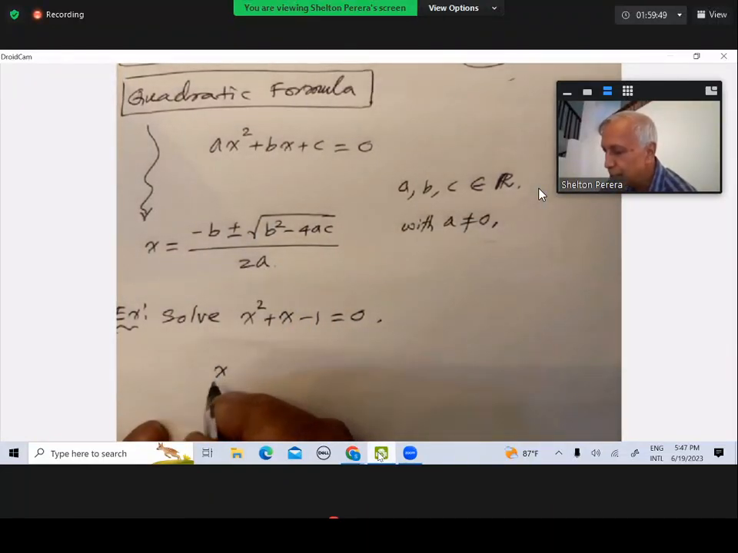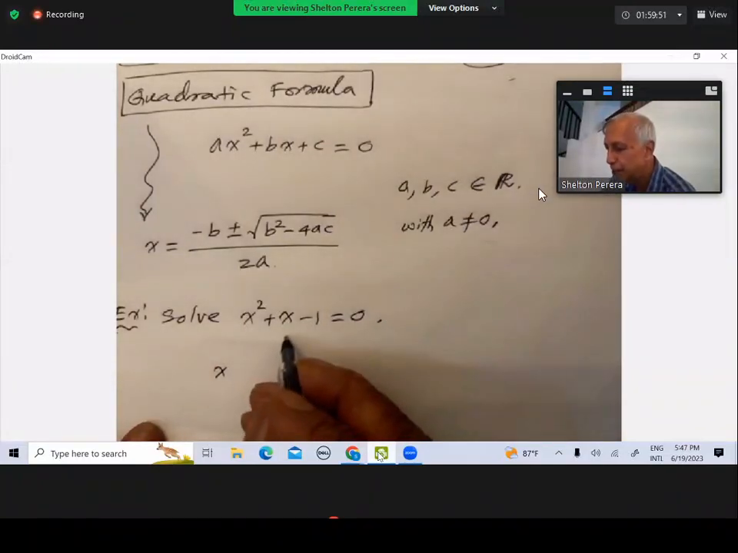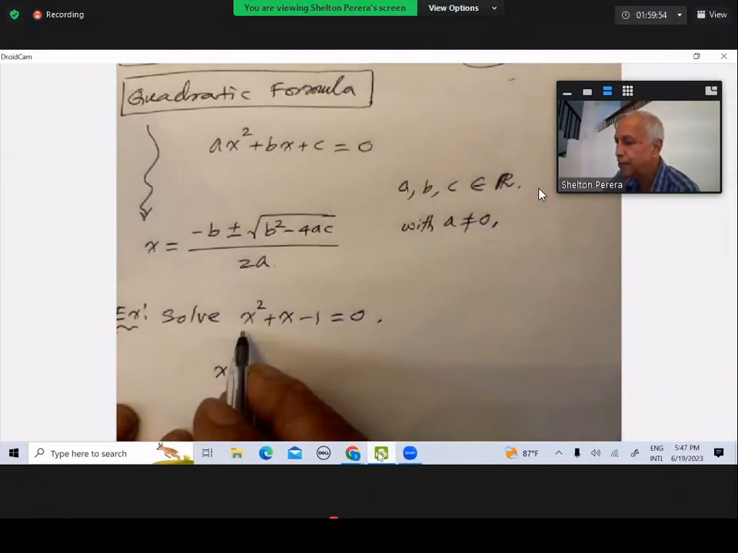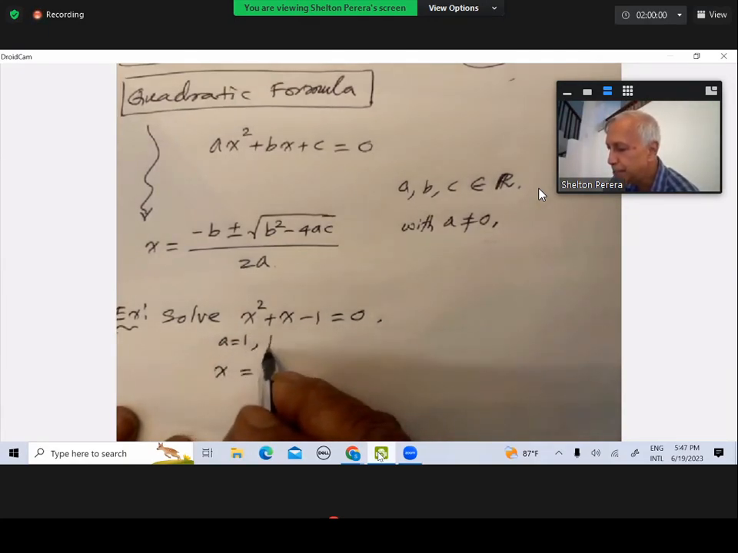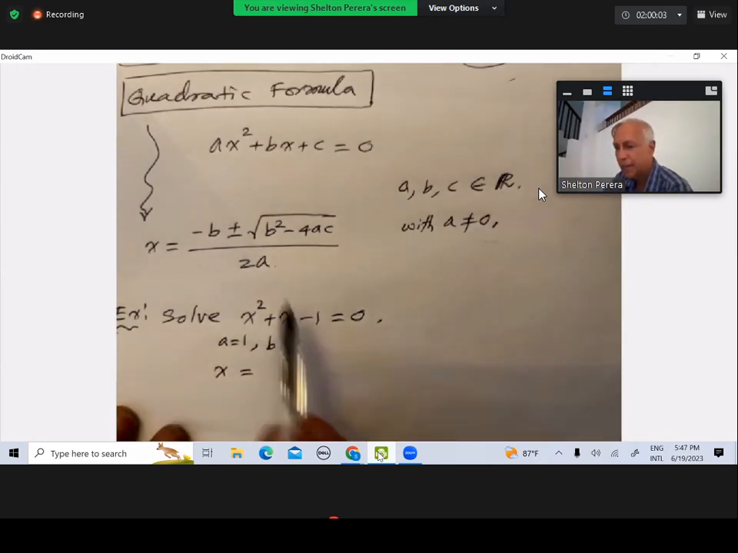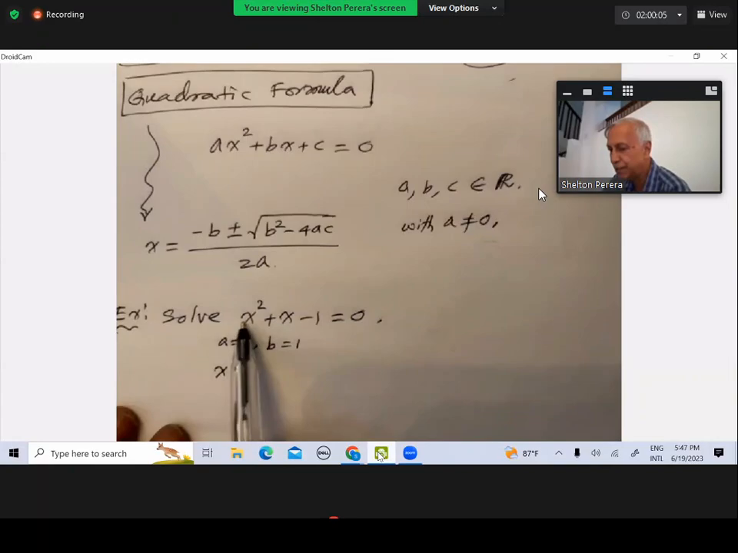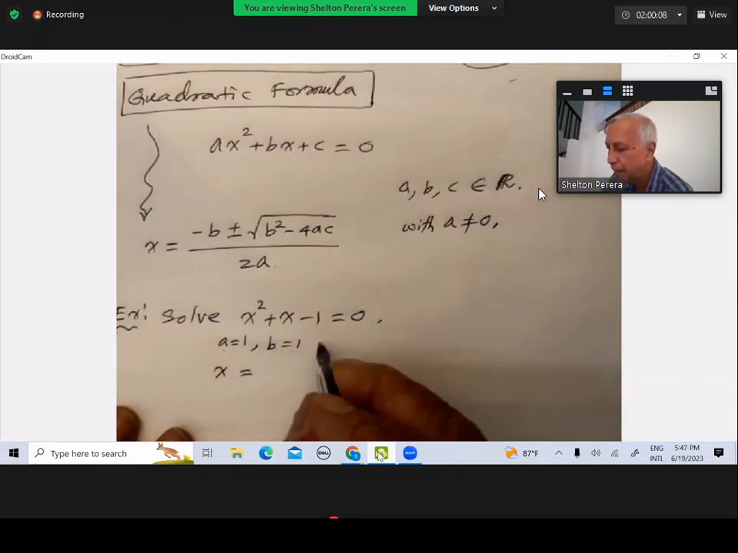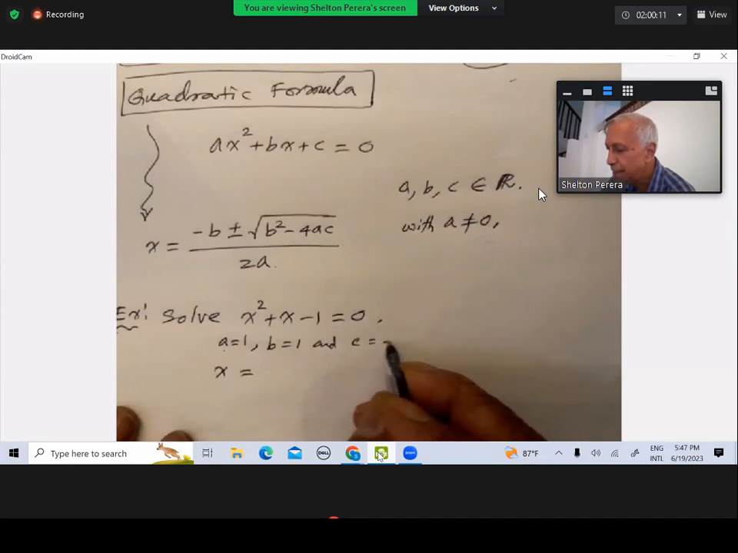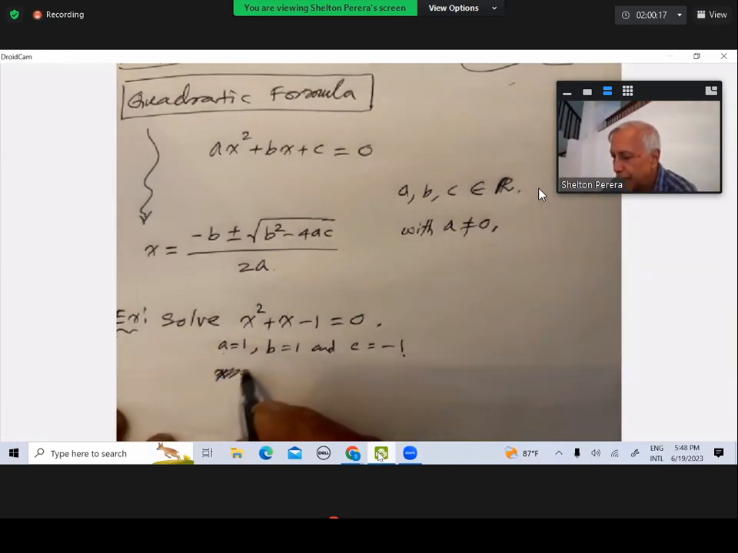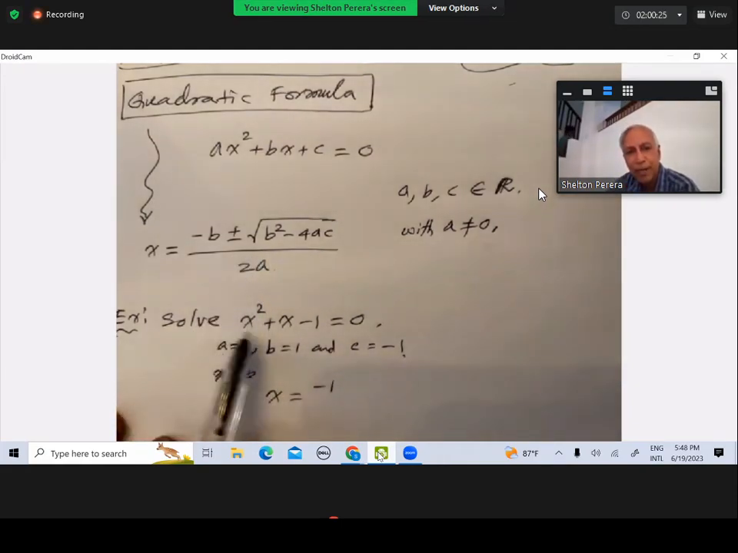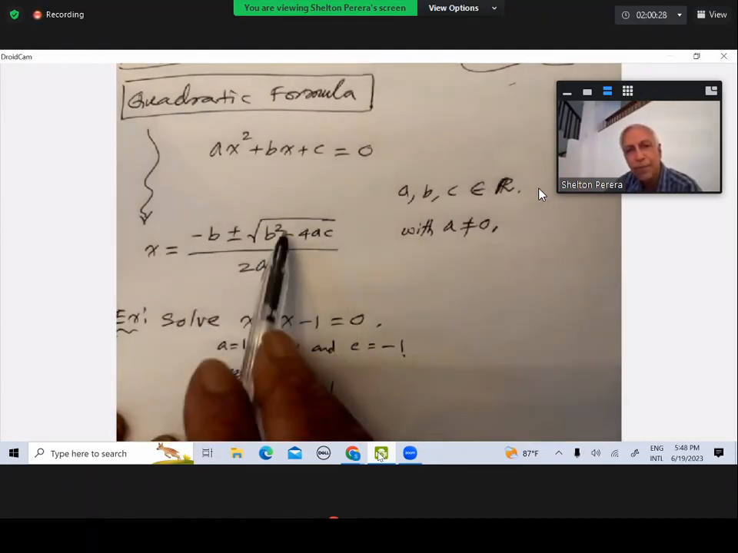This is what you get when you do the completing the square method on this. X equals, now recognize a, b and c. What is a? a here is 1. What is b? b is also 1. a is the coefficient of x squared, 1. b is 1. And c is minus 1. Plus c, no? Yeah, minus 1. So how do I write x? x is equal to minus b. That is minus 1. Here, this formula. Just plug these values into the formula.